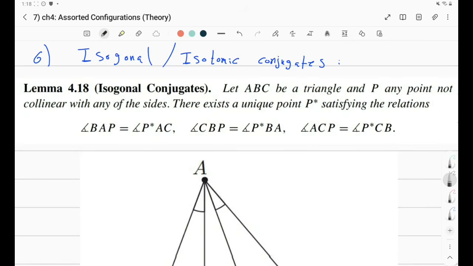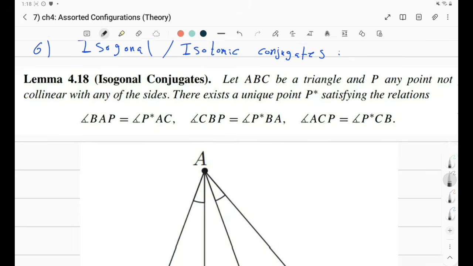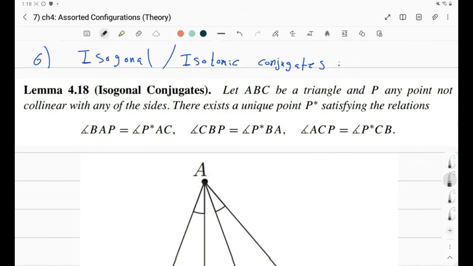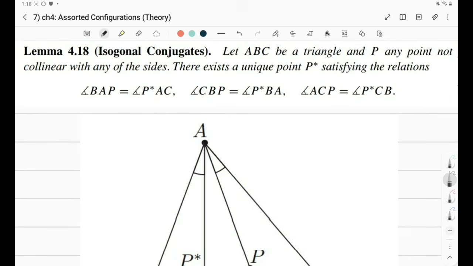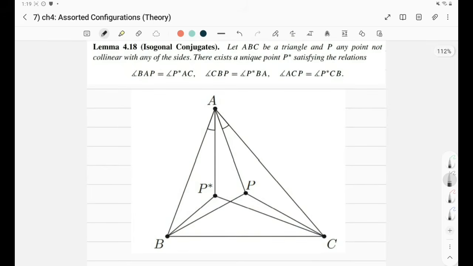Alright, so in this configuration, we'll be introducing the isogonal and isotomic conjugates. These are new principles right now, but they are extremely important, and you will see them appearing in many geometry problems. So what exactly is the isogonal conjugate? So the idea is, let's just have a look at the diagram. If you just have a triangle ABC and you have a point P, just some random point P, then we have point P asterisk here that satisfies the following properties. This angle here is equal to this angle here.